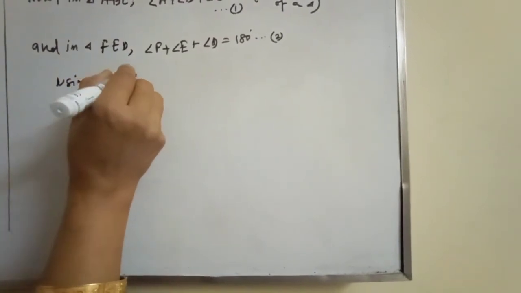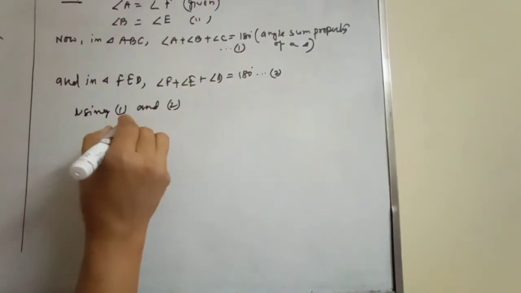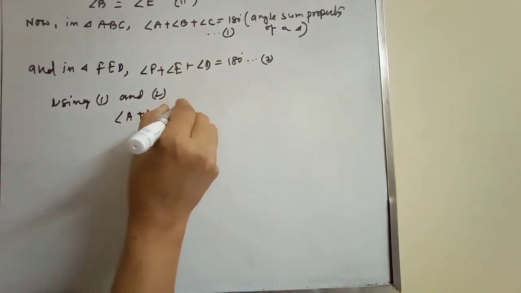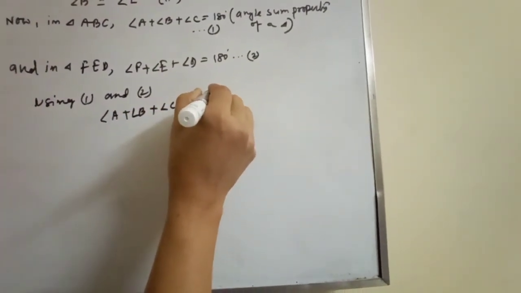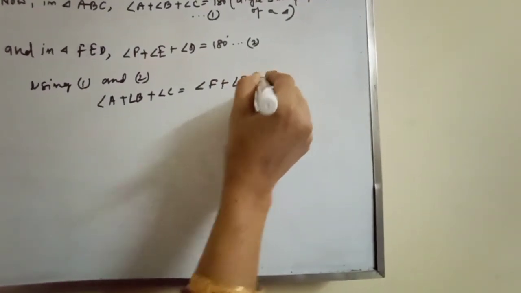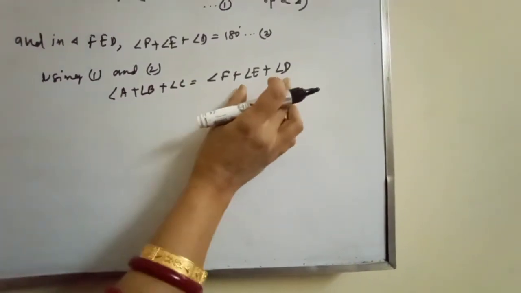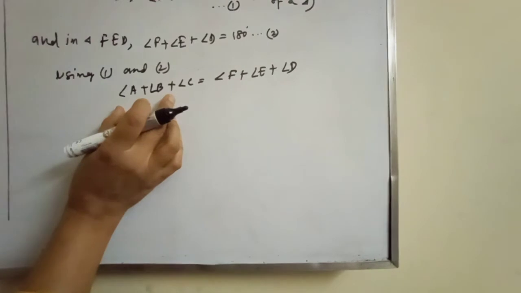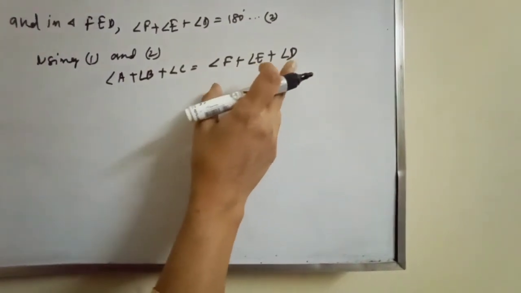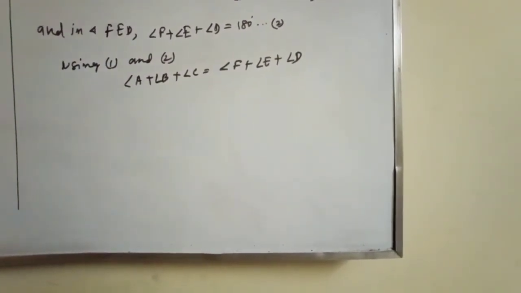Now using equations 1 and 2, you can write that angle A plus angle B plus angle C equal to angle F plus angle E plus angle D, because this is also 180 degrees and this is also 180 degrees. So both the values are the same. That is why you can write that angle A plus angle B plus angle C equal to angle F plus angle E plus angle D. Understood?